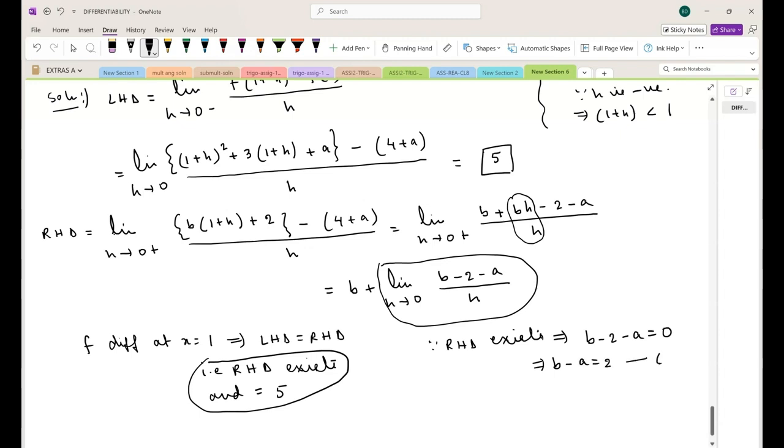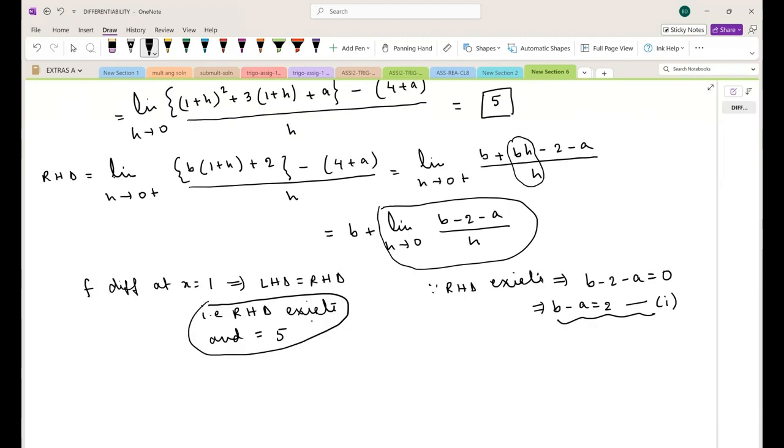So suppose this is equation 1. Okay. Now, the right hand derivative exists, from here we get this relation, and from the second clue, that is, the right hand derivative is equal to 5. From there, I can say that since b minus 2 minus a is 0, my right hand derivative is just b now. So b equal to 5.